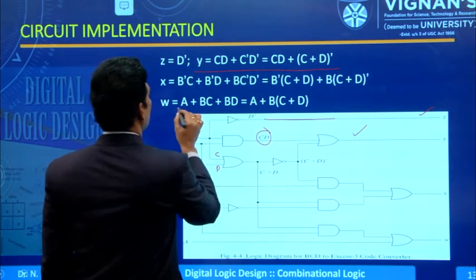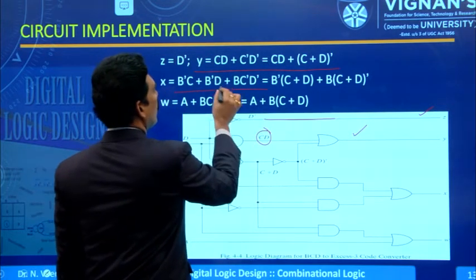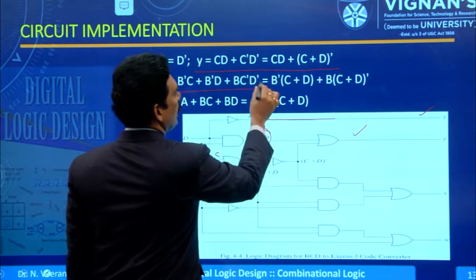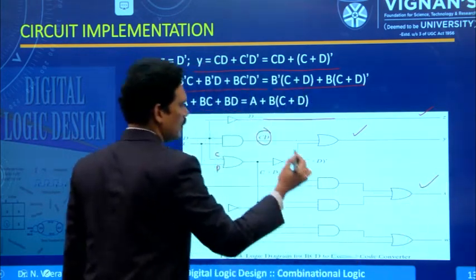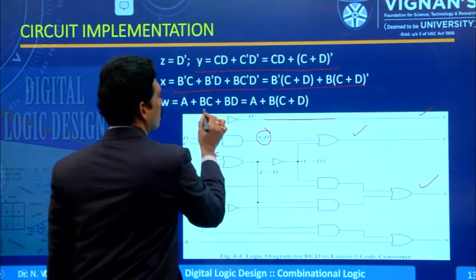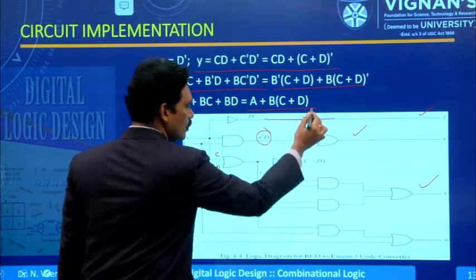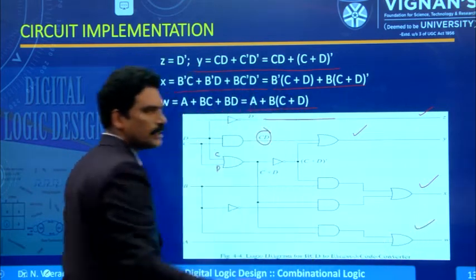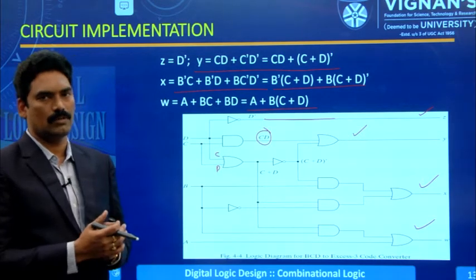And the third one is X. X is equal to B bar C plus B bar D plus B C bar D bar, which can be expressed like this. This is X. And last, W is equal to A plus BC plus BD, that is equal to A plus B into C plus D. This is W, and this is the logic diagram for the BCD to XS3 code converter.